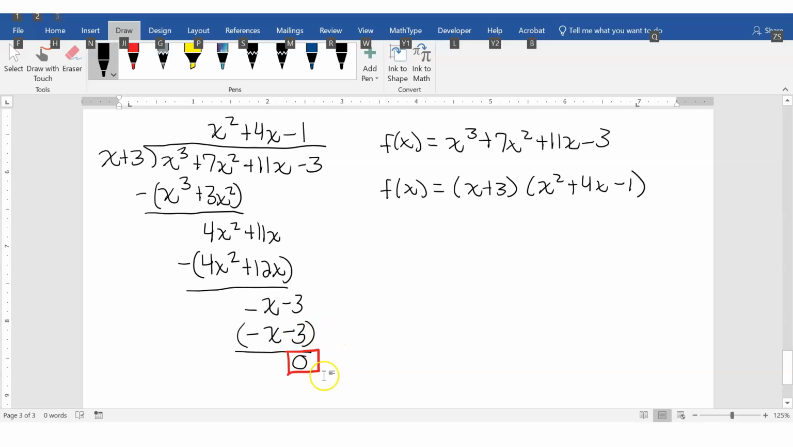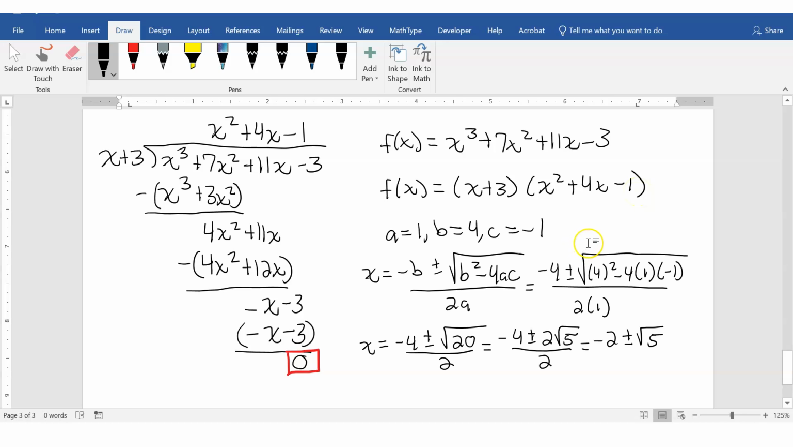Now that we've gotten our remainder of 0, by the factor theorem, we can express the polynomial as the product of the divisor x plus 3 and the quotient, which is x squared plus 4x minus 1. Now, unlike the previous example, where we were able to factor and solve this quadratic equation rather quickly, and that's always where you want to start, unfortunately, we can't factor this.